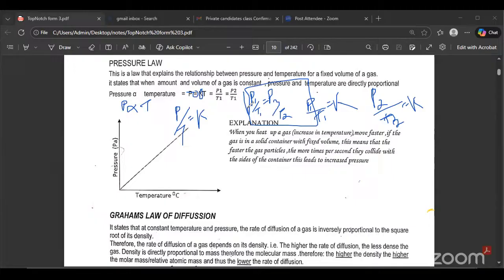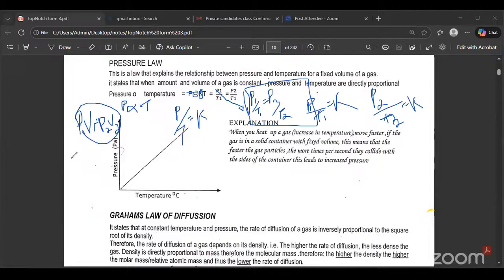So we have also the Boyle's law. Boyle's law ilikuwa hivi: P1 V1 is equal to P2 V2. I'll give you this one as something to go and think. This one is called pressure law. What could this one be?